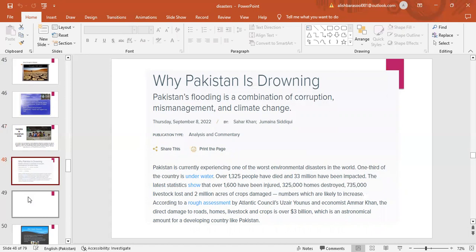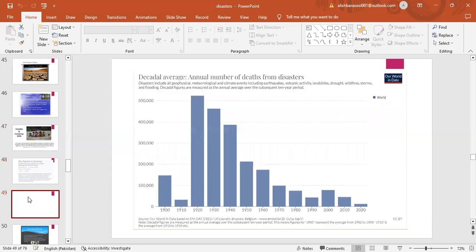The latest statistics show that over 1,600 have been injured, 325,000 homes destroyed, 735,000 livestock lost, and 2 million acres of crops damaged. These numbers are likely to increase according to a rough assessment by the Atlantic Council, Uzair Yunus, and economist Amar Khan. The direct damage to roads, homes, livestock, and crops is over 3 billion, which is an astronomical amount for a developing country like Pakistan.